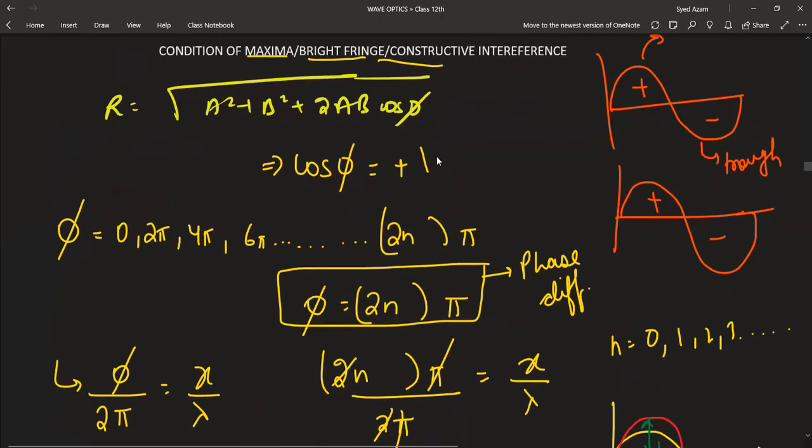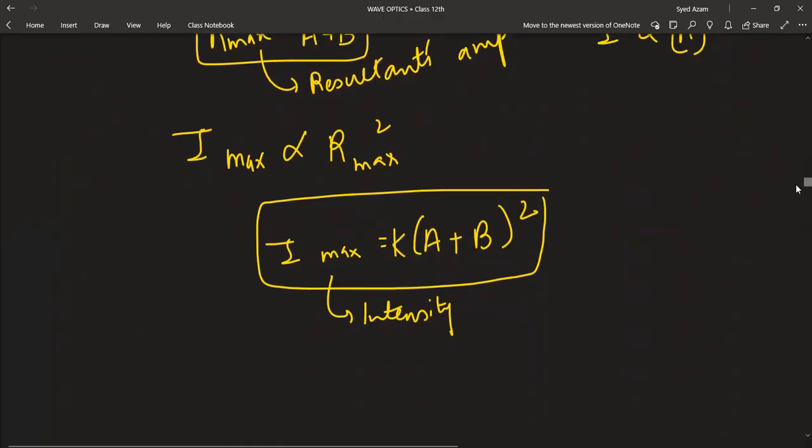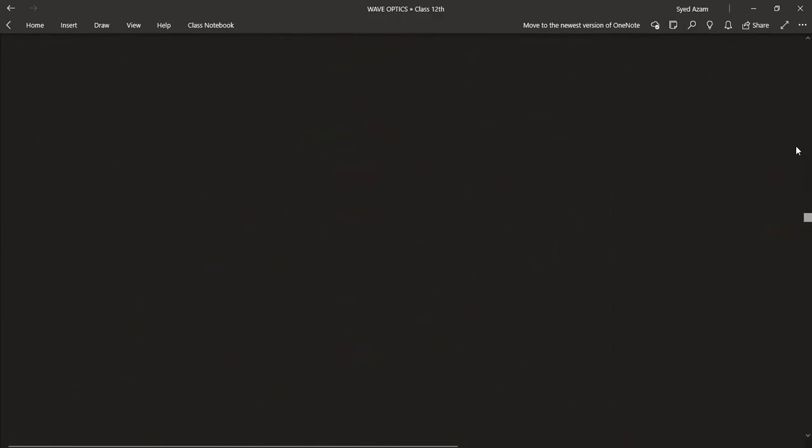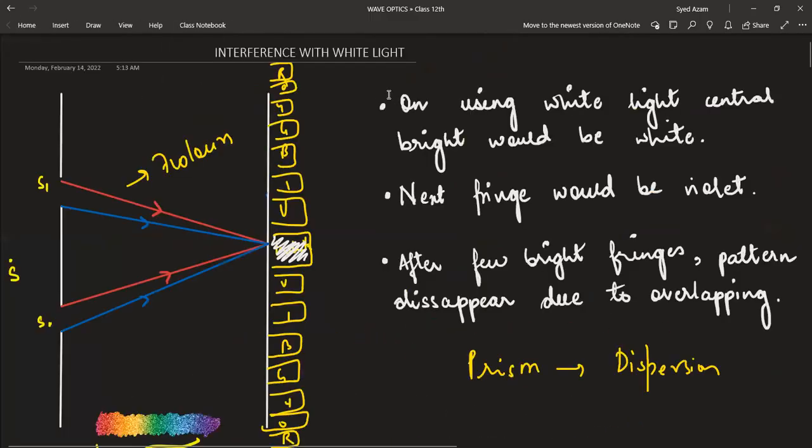Constructive interference and destructive interference should be at your fingertips, because the concept of maxima, bright fringe, are all given through the constructive ones, and all the darker ones, the dark fringe, the minima, are given through the destructive interference. So the formula for both destructive and constructive should be remembered by you. Then the maximum amplitude, maximum intensity. Okay, then this we saw. And what are the other things that we had seen? Interference due to white light.